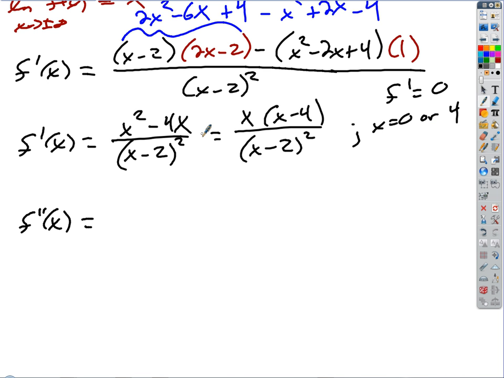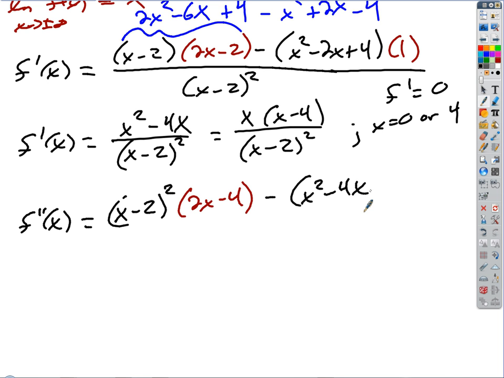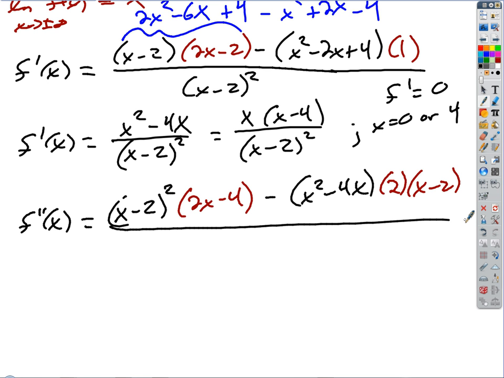So if we differentiate this real quick, we get bottom times derivative of the top, minus top times, what's the derivative of the bottom? Must be 2x minus 2. Okay, 2 times the quantity x minus 2 times 1, right? Everybody see that? Kind of going faster if you want to get through this one. And then over, what's on the bottom? x minus 2 to the fourth.